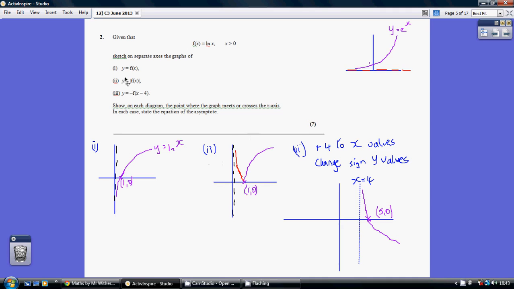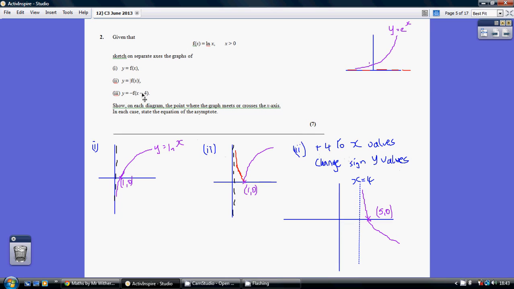Now for part 3, this is just straight out of GCSE. Inside the bracket affects the x value and does the opposite to what you would expect. So we're going to add 4 to all the x values. Outside the function affects the y values as you would expect. It just changes all the y values, so changes the signs of the y values.